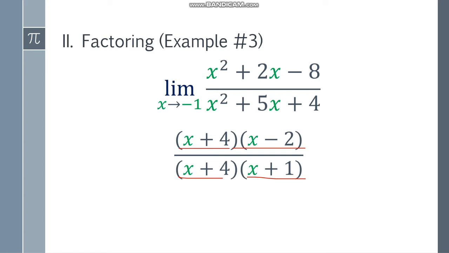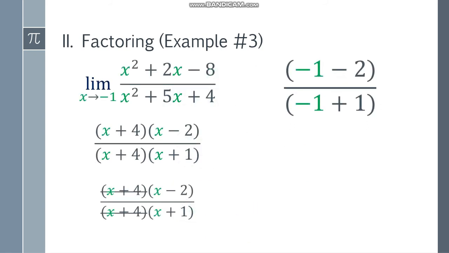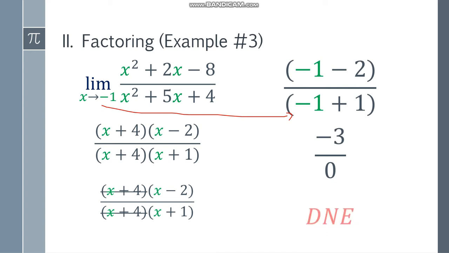We have similar terms in the numerator and denominator, so we could cancel them out. The remaining part is x minus 2 over x plus 1. Let's try to substitute it. Negative 1 minus 2 is negative 3, and negative 1 plus 1 is 0. Again, we cannot have this kind of answer. We already did direct substitution and factoring, but it doesn't give us a finite number. So the answer will be B and E, or does not exist.